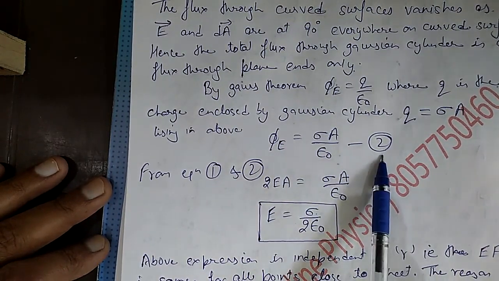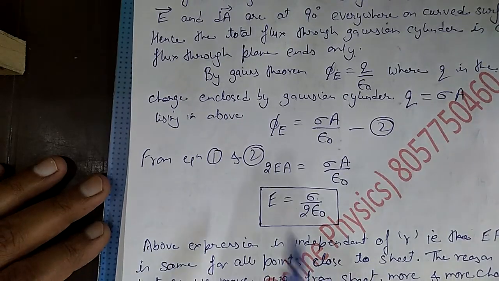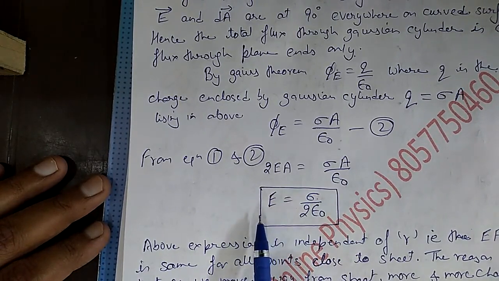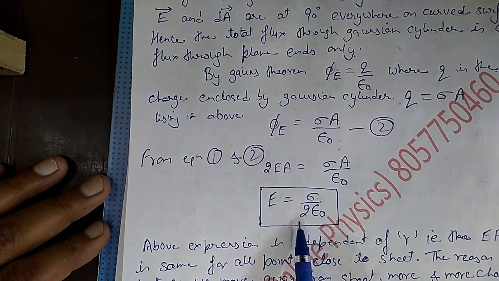This is equation number 2. Now comparing first and second, we come up with twice EA equal to sigma A upon epsilon naught. Rearranging, we'll get E equal to sigma upon 2 epsilon naught.